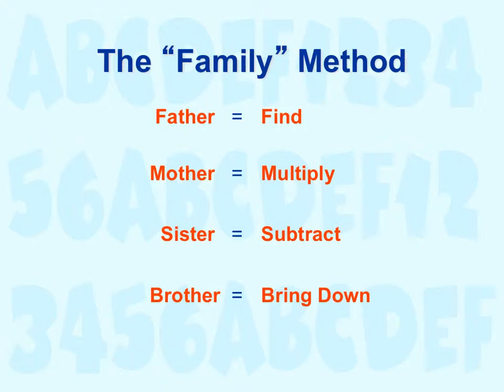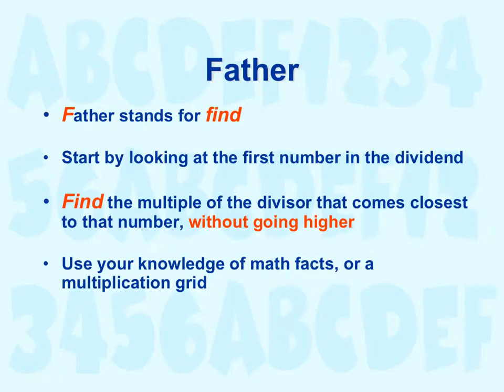We call this the family method. Father, the F in father means find. The M in mother is for multiply. The S in sister is for subtract. The B in brother is for bring down. So let's look at each of these steps in a process and work through it together.